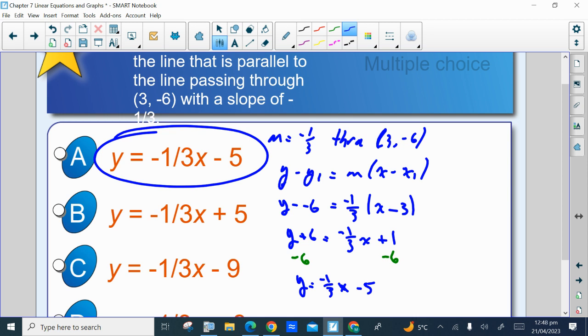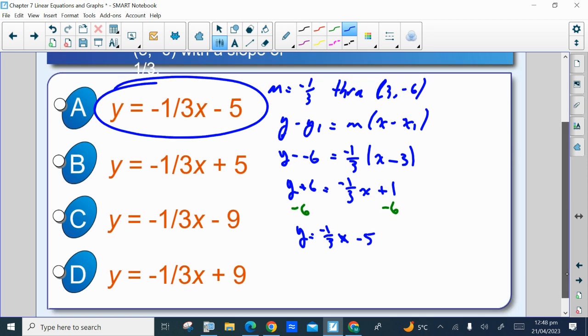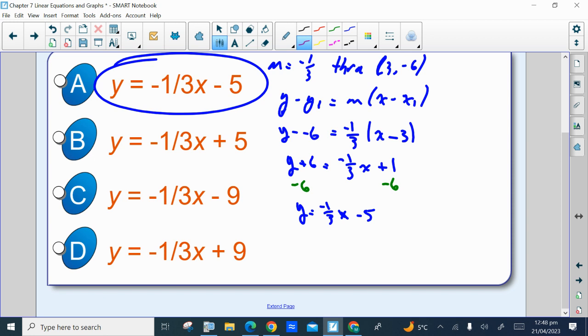Now there's another way you could have done this. You could have checked each equation. If a line passes through the point 3, -6, that point must satisfy the equation. So this would be another way that we could get this. So let's say solution number 2.